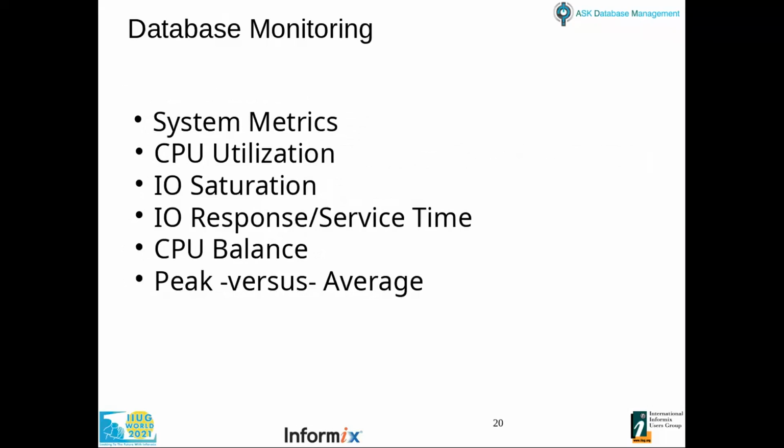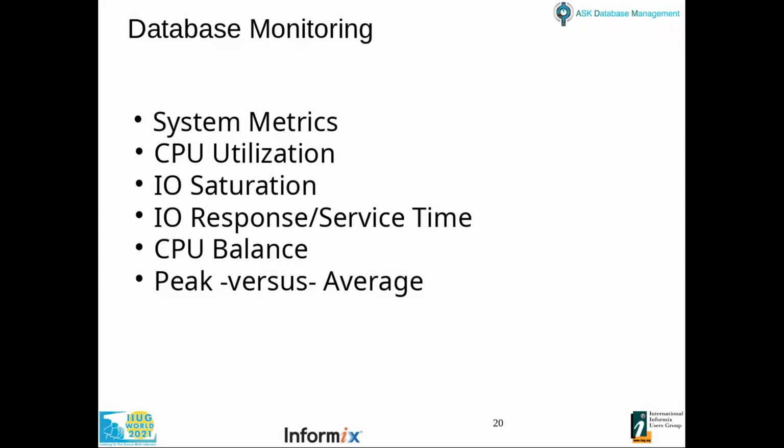We need to keep system metrics, look at CPU utilization, IO saturation, response and service times on your disks. CPU balance. It's not enough to know that overall we're at 65% of our CPU cycles that are available, but you also have to know that processor core number 3 is running at 98%. And core number 4 is running at 99%, but everything else is running at 42%. Right? You need to know that and find out why that's happening.